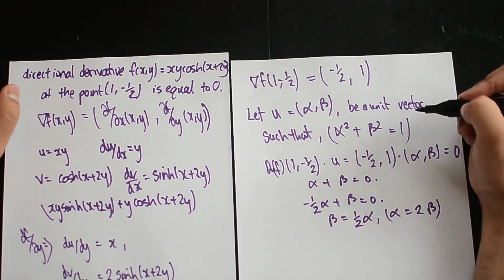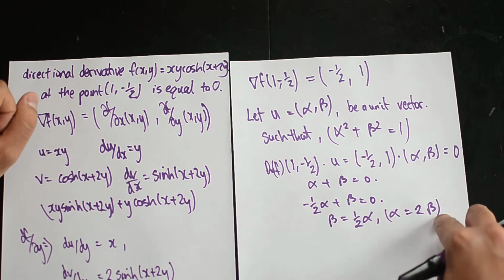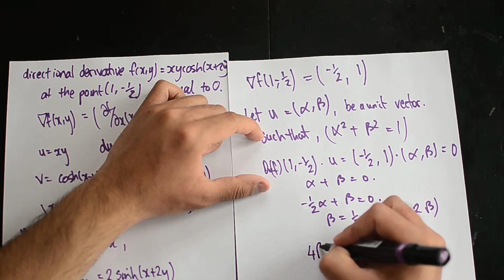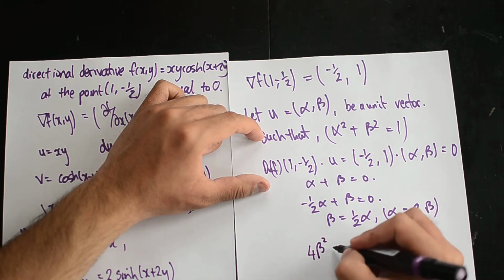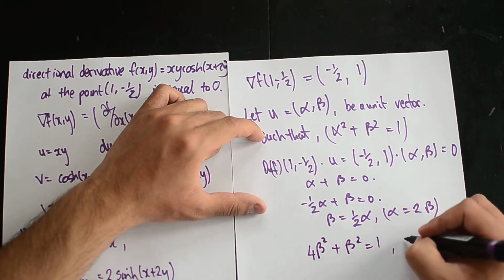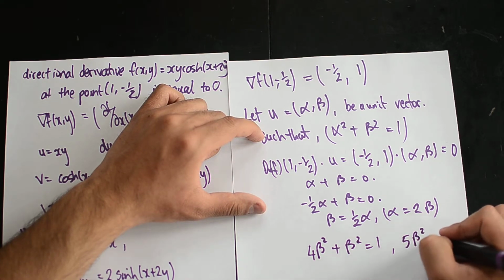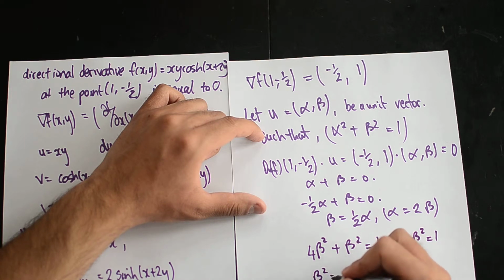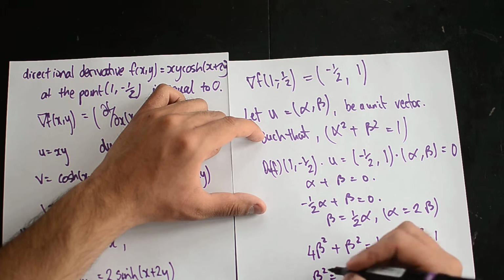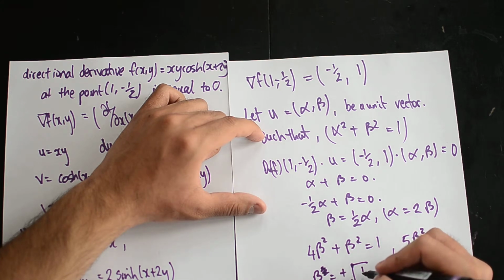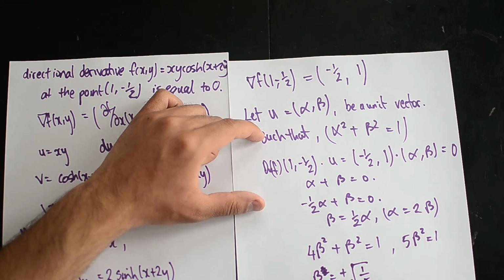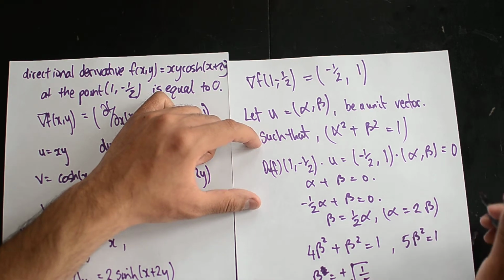And now you go back to this equation here. I know that alpha is 2 beta. So why don't I just plug this back in? So now I'm going to get 4 beta squared plus beta squared equals 1. So this is obviously 5 beta squared, which equals 1. I kind of skipped a step there, so I'll just rearrange this, divide both sides by 5, and then square root it.